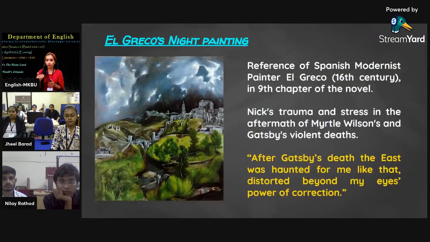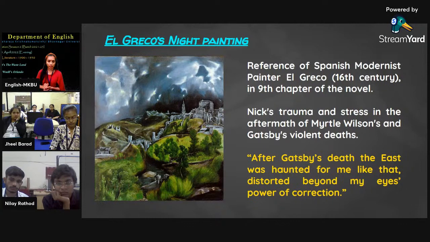But in the end of the novel, in chapter 9, we also get a reference to a Spanish modernist painter, El Greco, a 16th century painter. Nick Carraway is making a reference to this painting. This painting's original name is View of Toledo. But Nick is using the night painting of El Greco.